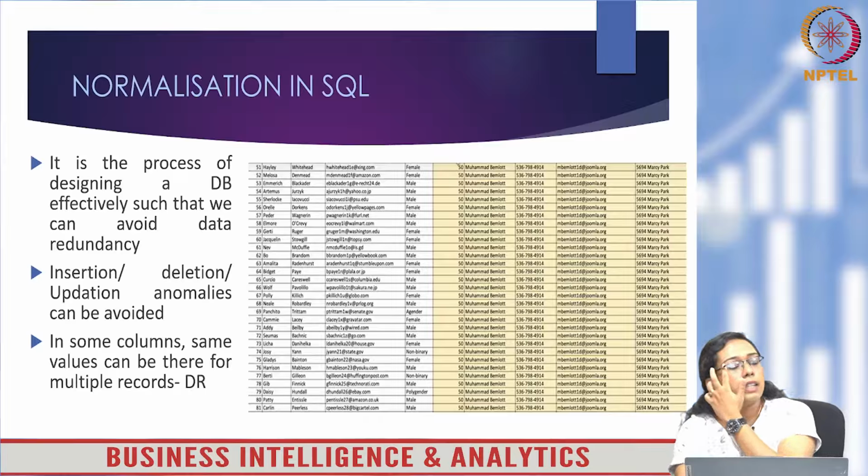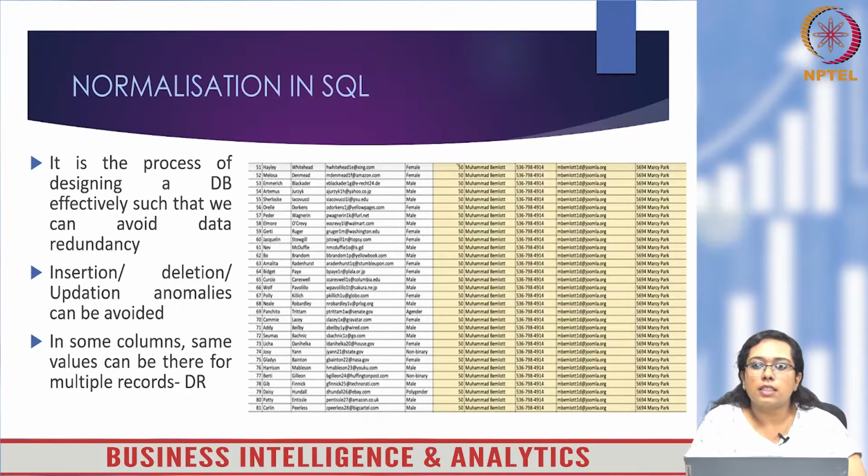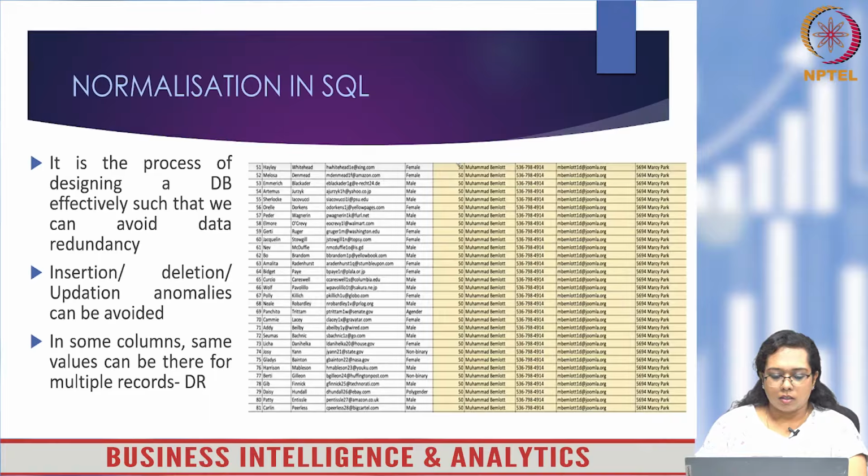The main advantage of doing normalization in SQL is to avoid many kinds of anomalies, for example insertion anomaly, deletion anomaly, updation anomaly, etc. So, what is data redundancy? In some columns, there are the same values for multiple records. That is known as data redundancy, and in order to avoid it, we perform normalization.